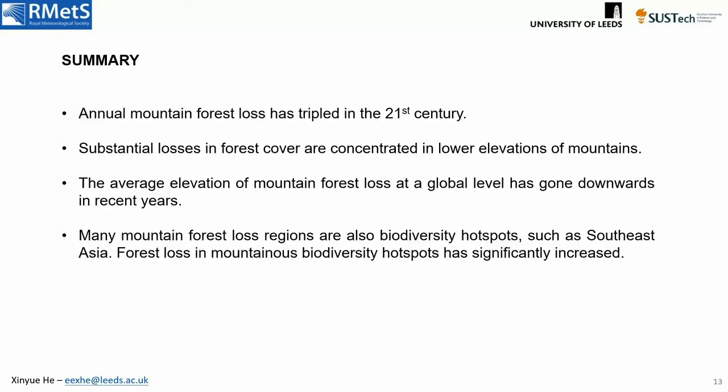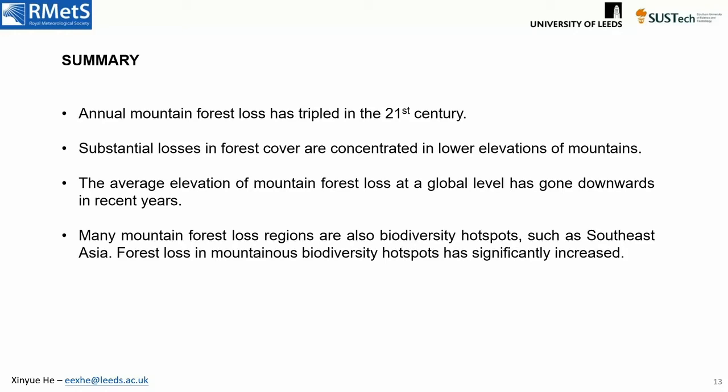So, in summary, we find annual mountain forest loss has tripled in the 21st century, and as mountains are physical barriers to human exploitation, substantial losses in forest cover are concentrated in the lower elevations of mountains. The third point is the average elevation of mountain forest loss at a global level has moved downwards recently, which is different from the regional study on Southeast Asia because policies on forest recovery protect trees from logging in sensitive mountainous areas. And the last is many mountain forest loss regions are also biodiversity hotspots. Forest loss in these mountainous biodiversity hotspots has significantly increased.